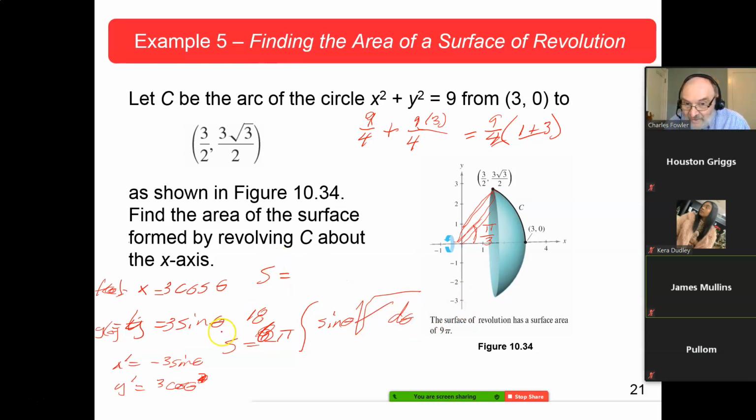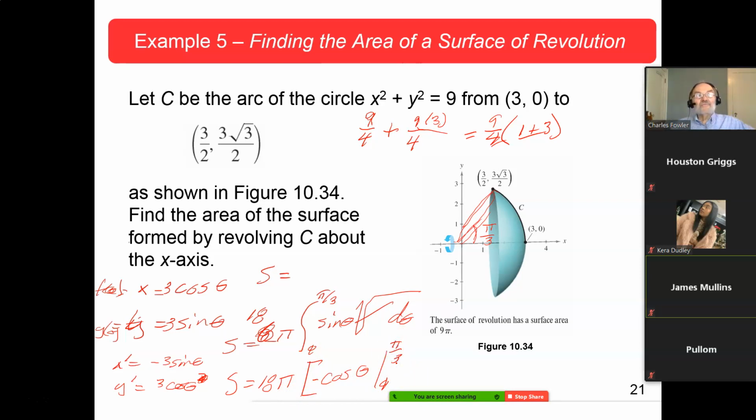Now this is looking awfully simple. Let's see if that's true. S is equal to 18 pi, and this is going from 0 to pi thirds. That's what theta is going to. And the antiderivative of sine is minus cosine theta from 0 to pi thirds.